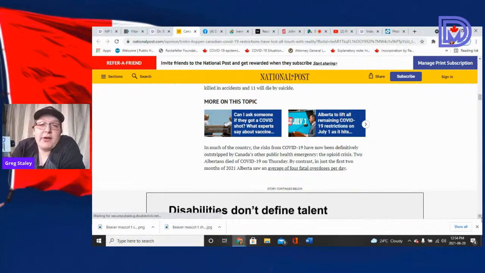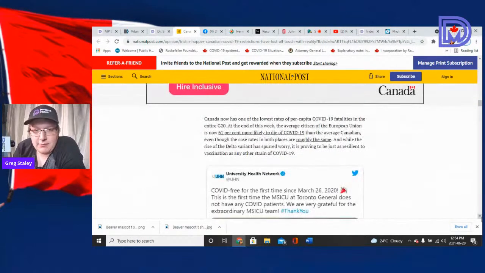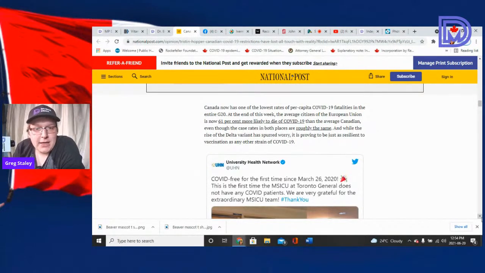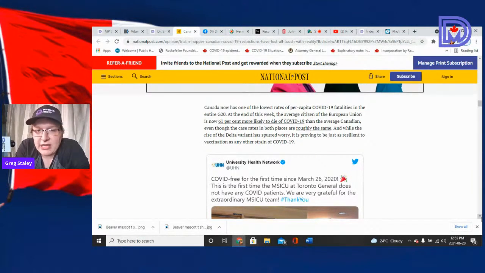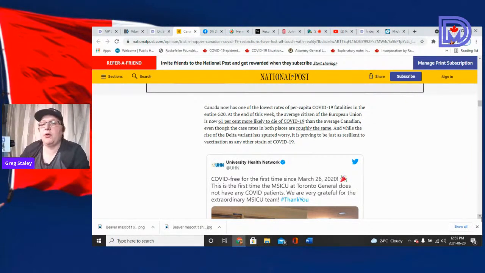Two Albertans died of COVID-19 on Thursday, and by contrast, in just the first 2 months of 2021, Alberta saw an average of 4 fatal overdoses per day." Are we getting the picture yet? Man, even the mainstream media seems like they might be waking up. "Canada now has one of the lowest rates of per capita COVID-19 fatalities in the entire G20. At the end of this week, the average citizen of the European Union is now 61% more likely to die of COVID-19 than the average Canadian, even though the case rates in both places are roughly the same. And while the rise of Delta variant has spurred worry, it is proving to be just as resilient to vaccination as any other strain of COVID-19."